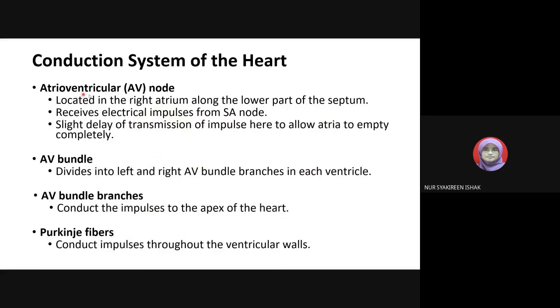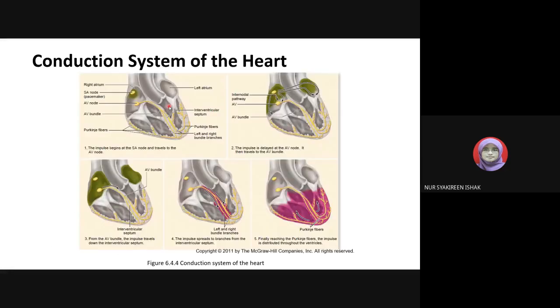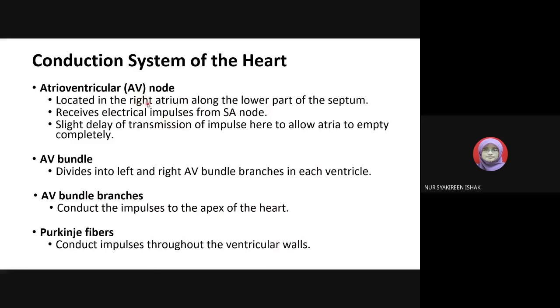So the AV node, or atrioventricular node, is located in the right atrium. Okay, sama juga right atrium here. Okay, at the lower part of the septum, it receives electrical impulses from the SA node as it travels along the wall. Okay, so there is a slight delay of transmission of impulse here to allow the atria to empty completely.